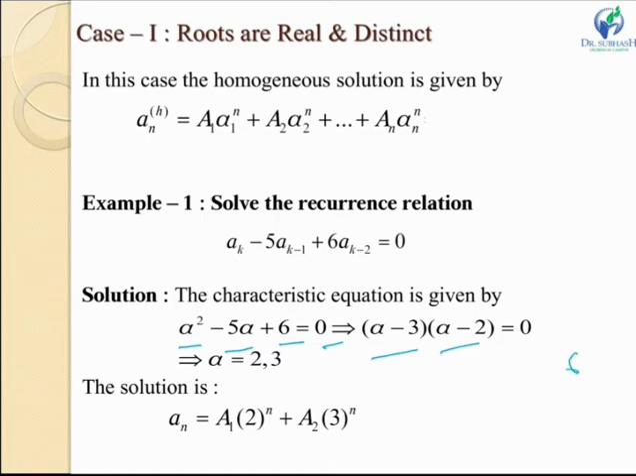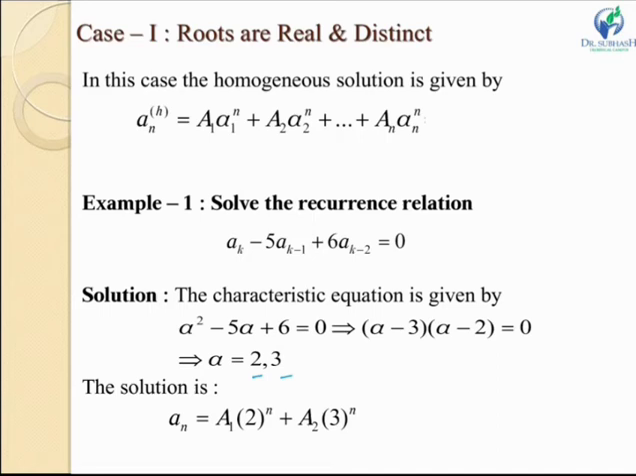We have to split 6 into 2 parts, and we need the middle term as minus 5. So I will take minus 3 and minus 2. Here the multiplication will be 6, and when I add both, I get the middle term as minus 5. So alpha equal to 2 and 3. Here both roots are real and both are distinct.